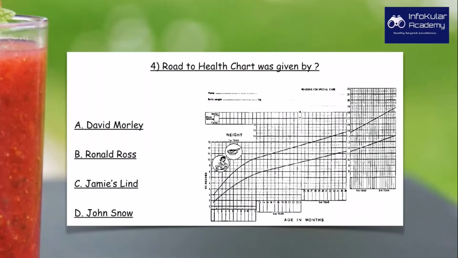Road to Health chart was given by A. David Morley, B. Ronald Ross, C. James Lind, and D. John Snow. And the answer is A.